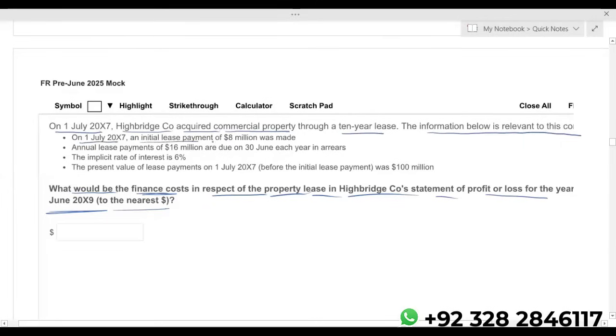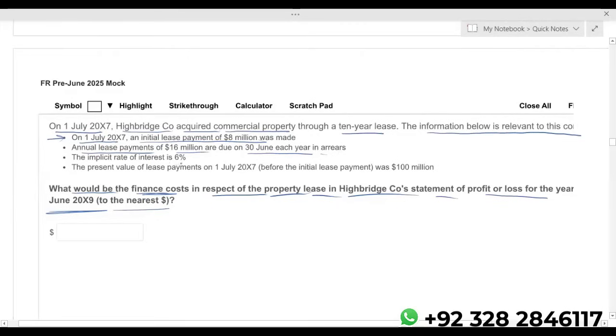An initial lease payment of 8 million was made. We know that when you are paying initially, or you can say you're paying in advance, then in your initial payment, there is no impact of finance cost. Annual lease payment of 16 million are due on 30th June each year in arrears. Now this is interesting. You are just paying 8 million initially. After that, you will be paying 16 million at the end of each year.